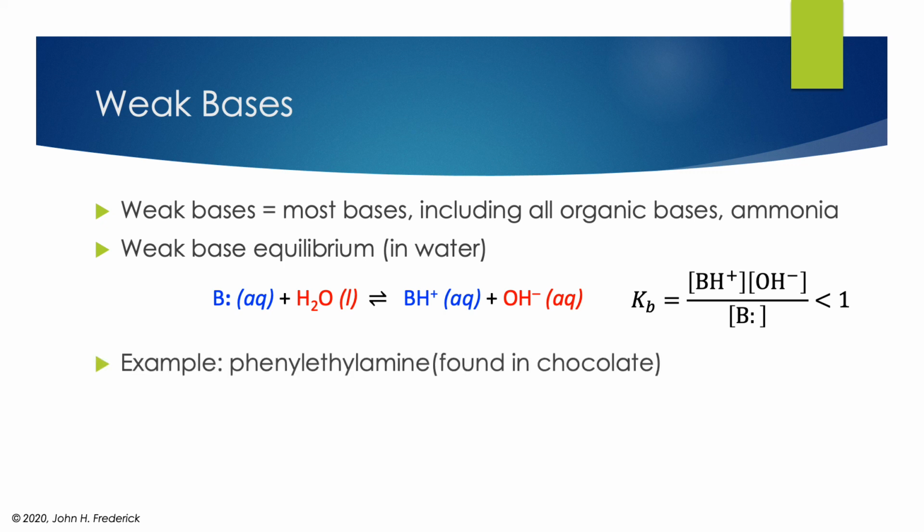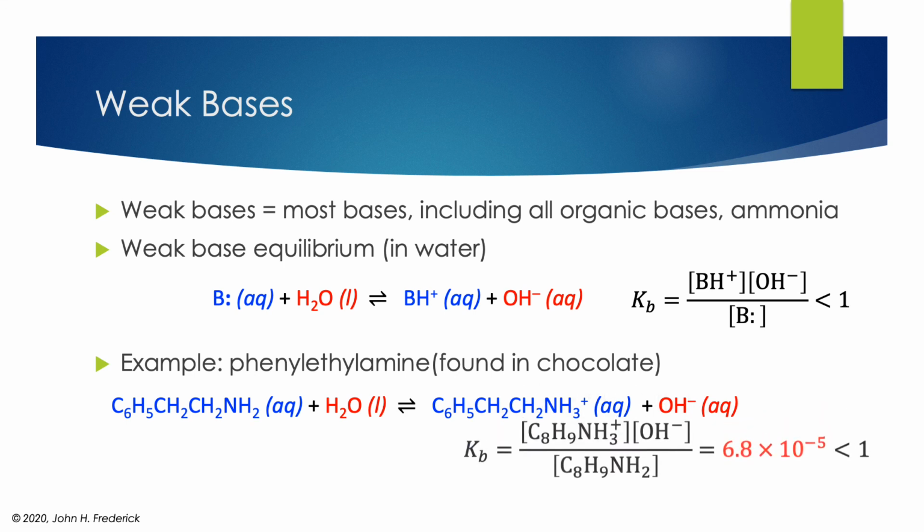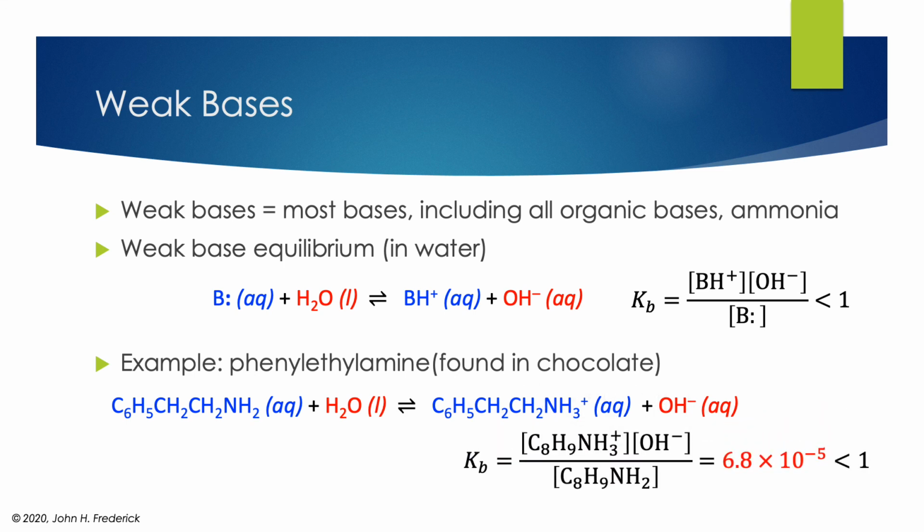Now, a good example of this would be phenylethylamine. This is something that is actually found in chocolate, and it has this form when we write it out as a reaction. C6H5CH2CH2NH2, that's phenylethylamine. It reacts with water and it forms the protonated phenylethylamine and the hydroxide ion. So again, here is our Kb value organized the same way as above. This one has a value of 6.8 times 10 to the minus 5, which again is less than 1, which tells us this is not a strong electrolyte, but it does react some in water to form the conjugate acid and the hydroxide ion.